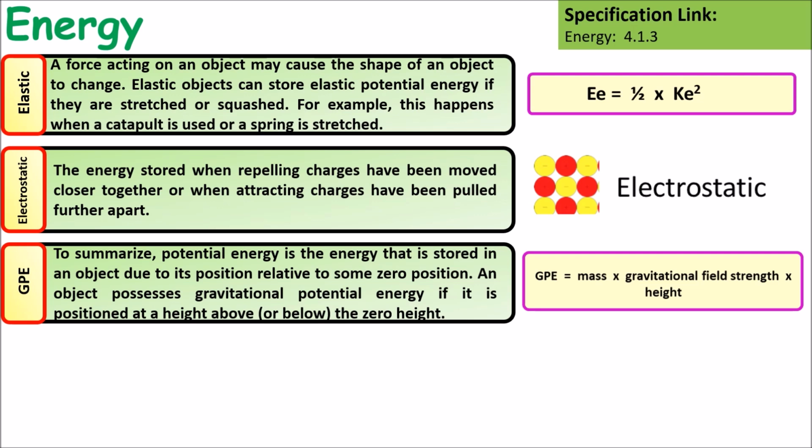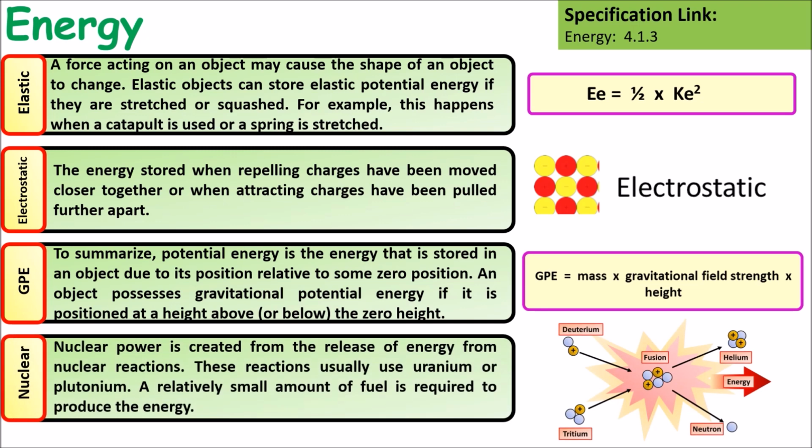Gravitational potential energy. This is where things are gaining more energy the further up or the higher they come from the ground. At ground level, when something is just sat on the ground, it will have zero gravitational potential energy, and the further it's lifted up, the higher it will get. And nuclear energy is created by the release of energy from nuclear reactions. These reactions usually use uranium or plutonium. A relatively small amount of fuel is required to produce a huge amount of energy.